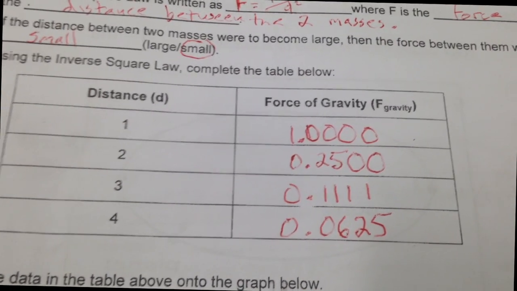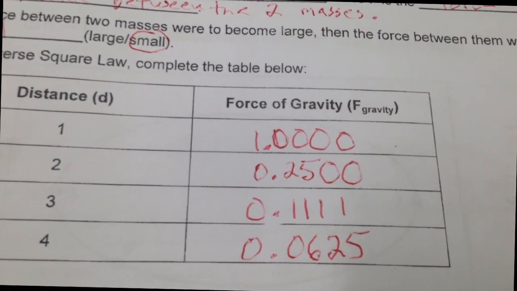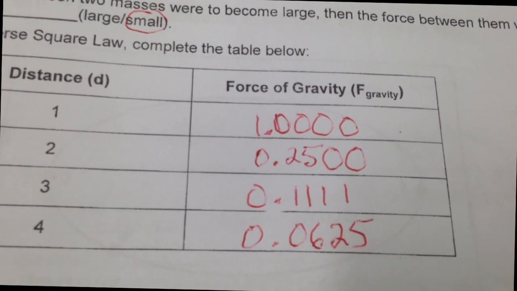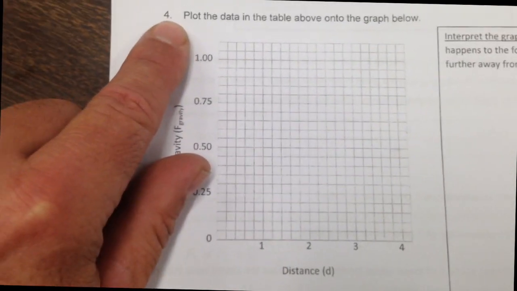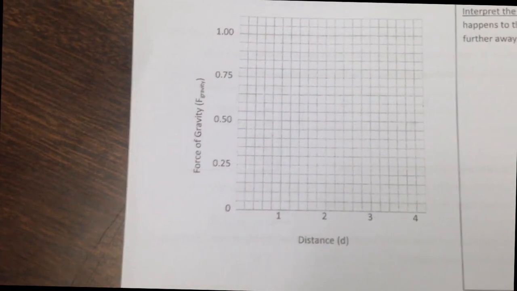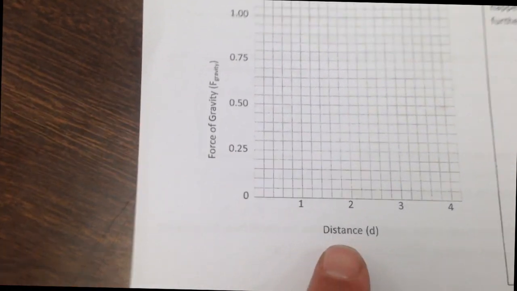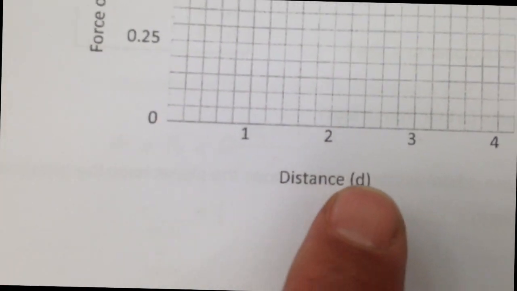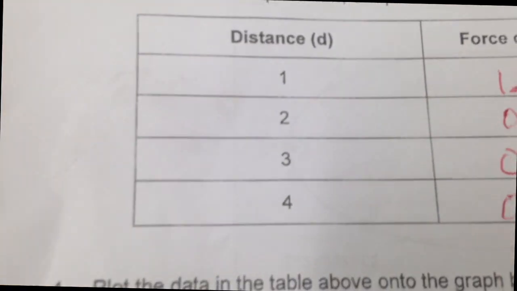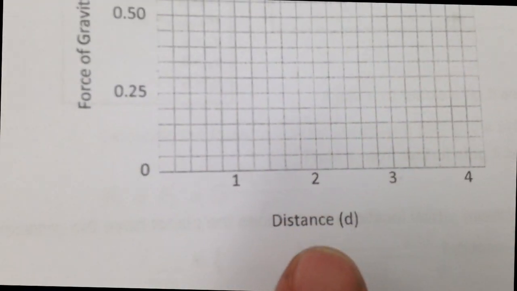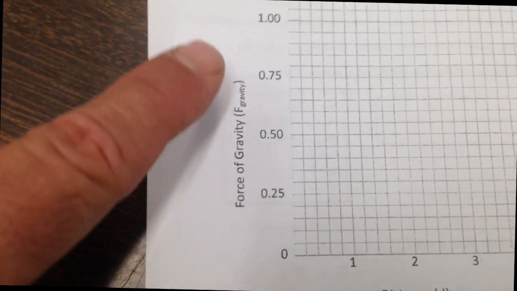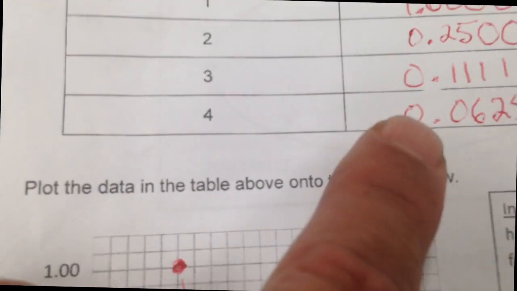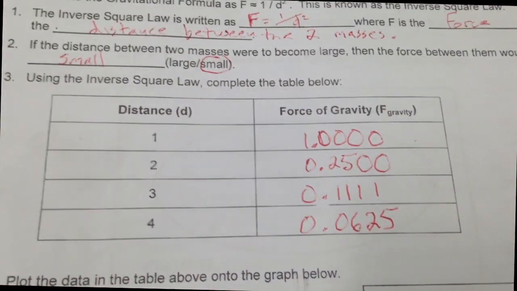Okay, so we're taking those 4 numbers of the force of gravity that we just calculated, and now we're going to plot them on the graph that's right below it. So as it says in number 4, plot the data in the table above onto the graph below. Notice on the x-axis we have distance, d, which is that number there. And notice on the y-axis we have the force of gravity, which is, of course, those numbers there. All right, plot those and I'll go over the answers.